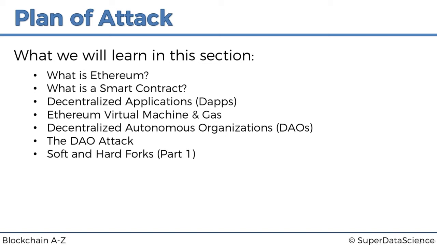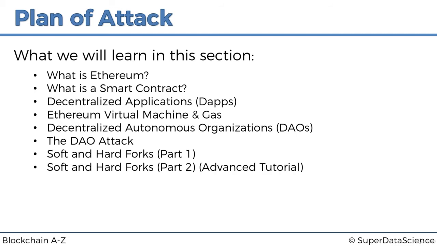Then we'll talk about soft and hard forks, what that means for a blockchain network in general. We'll look at some examples of that. There'll be 2 parts to this tutorial, to this topic. The second tutorial is quite advanced, so feel free to skip it.